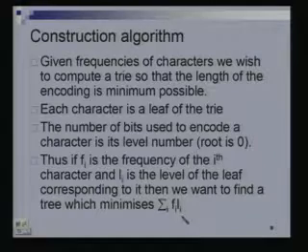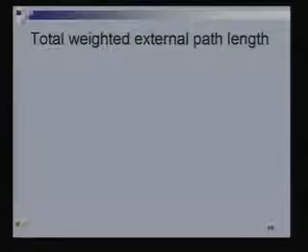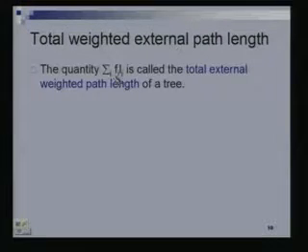Our tree will determine the li's. The fi's are given to us, right? We cannot change the fi's. We can pick a tree so that we can get the right, the appropriate li's. Okay? So this quantity summation fi li is called the total external weighted path length of a tree, right? Should be very easy to see why, right?